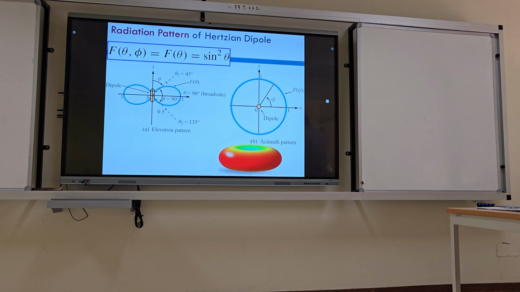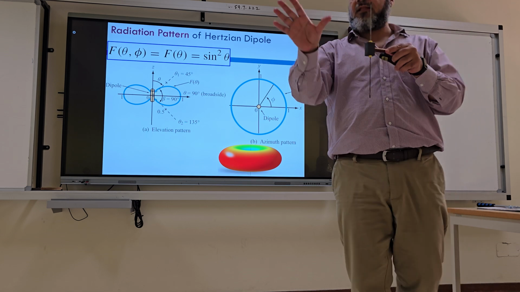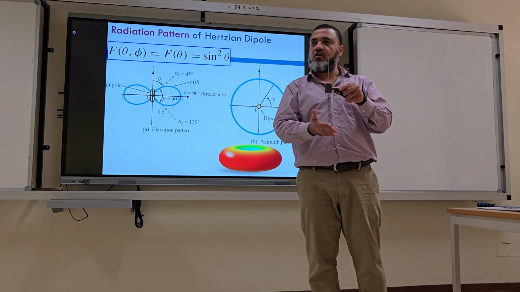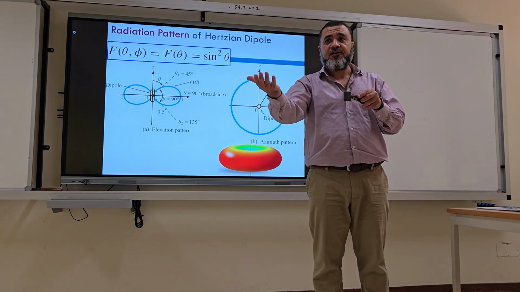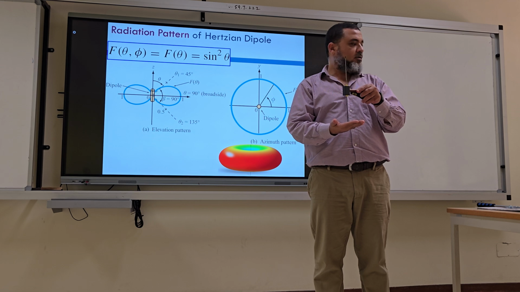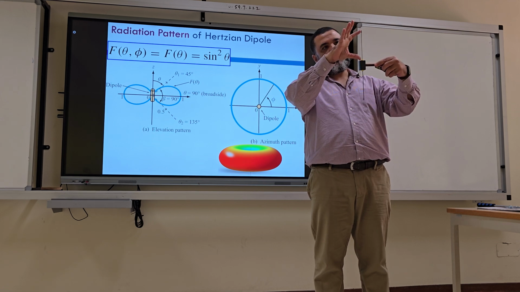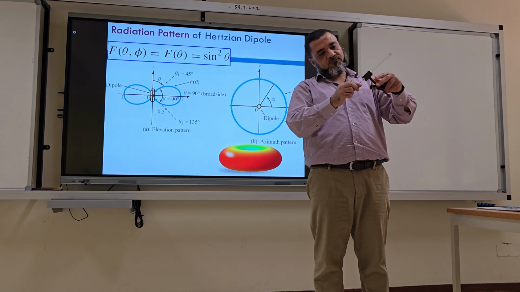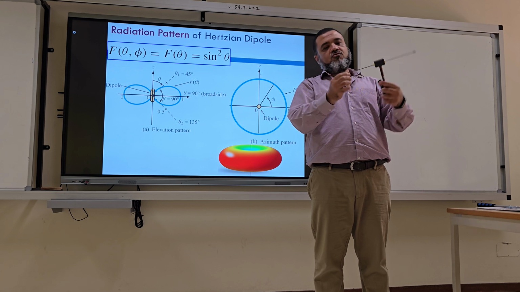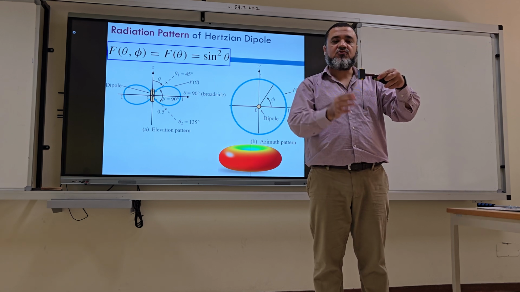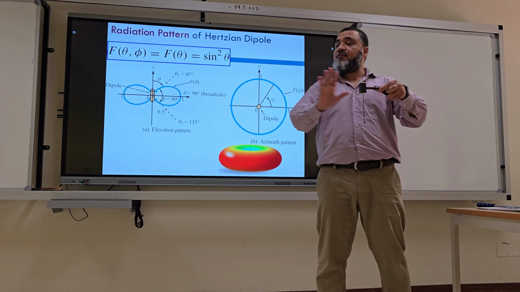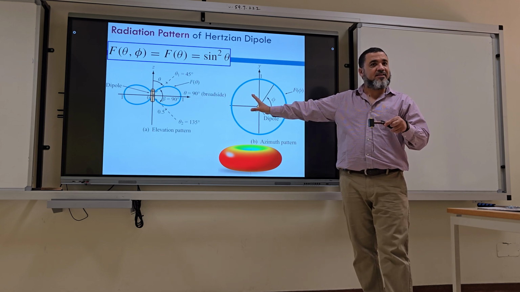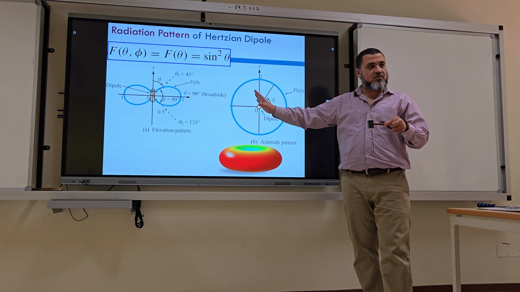Even if you take the whole thing, lambda over 2. Lambda over 2 is the standard antenna. So if lambda is 30 centimeters, at 1 gigahertz, this will be 15 centimeters. I think it is 15 centimeters. Anyway, this is lambda over 2, and it will have a radiation pattern similar to this. A little bit different, but very similar to this.